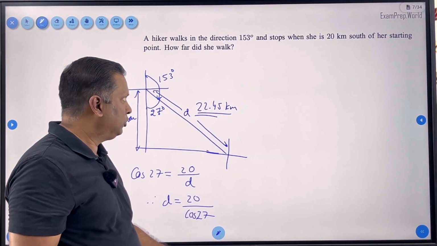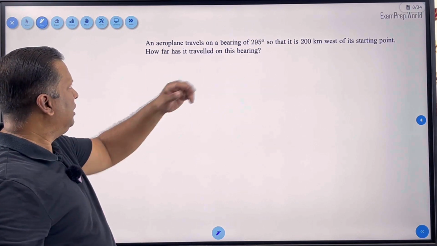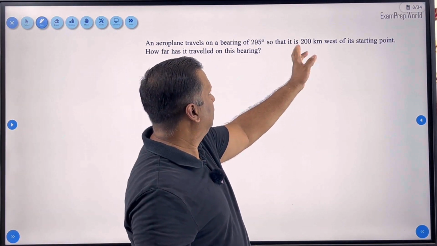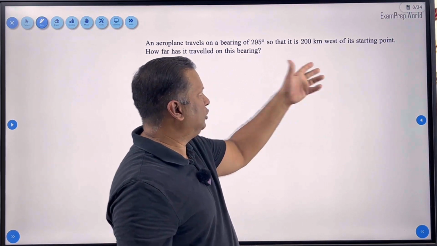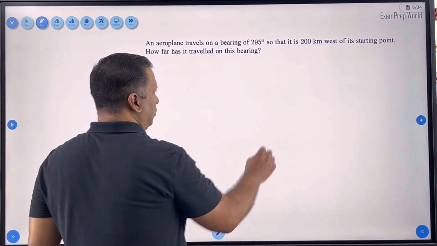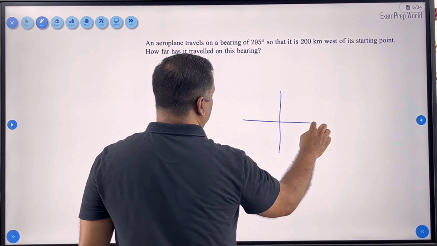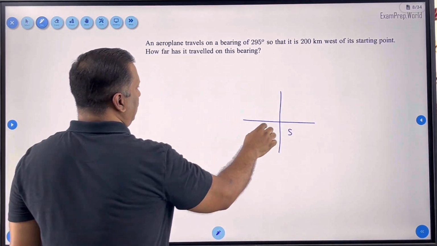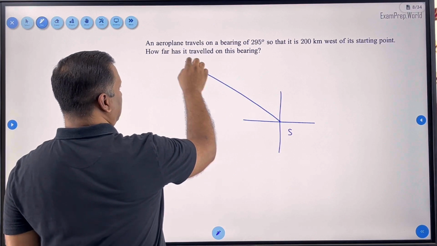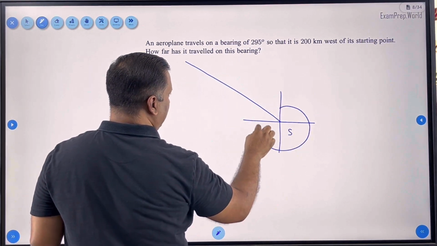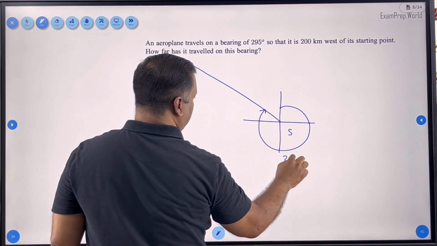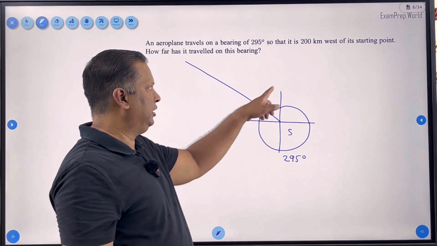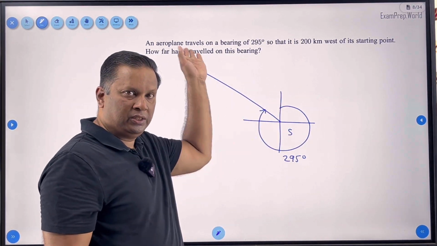Let's do another question. An aeroplane travels on a bearing of 295 degrees so that it travels 200 kilometers west of its starting point. Because it is traveling west, let me draw this point here. This is the starting point, and it is traveling at 295. The whole angle is 360, up to here you have 270 and 360, so 295 will be in this direction.